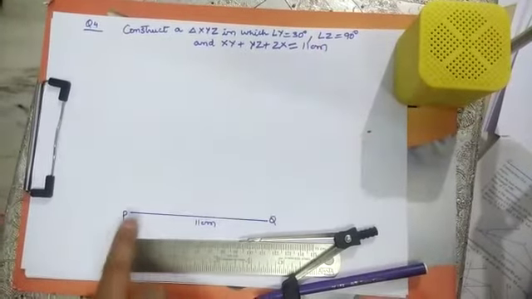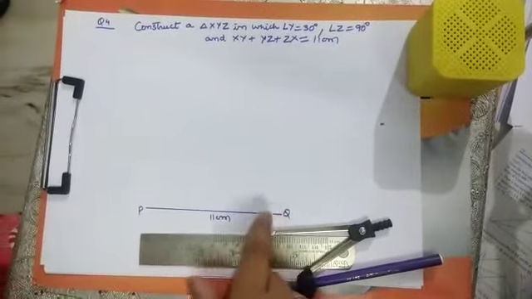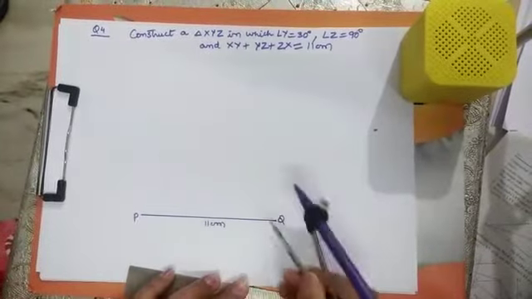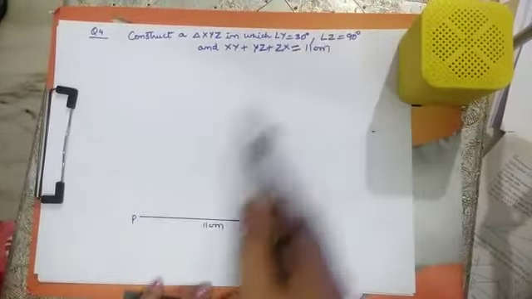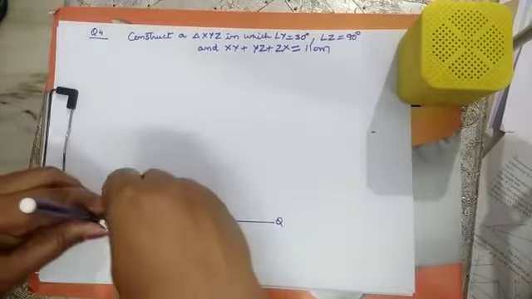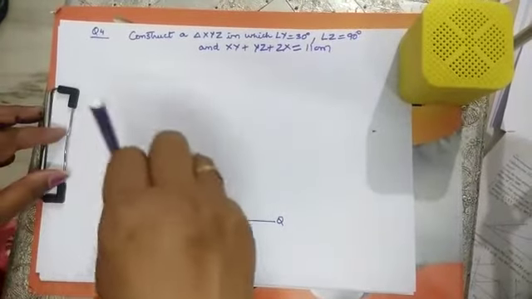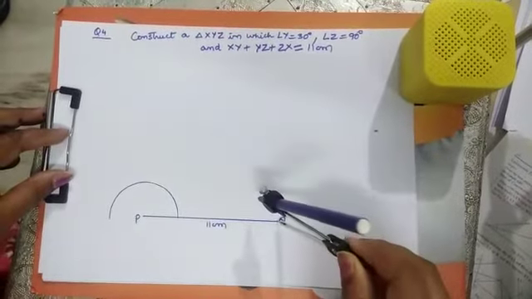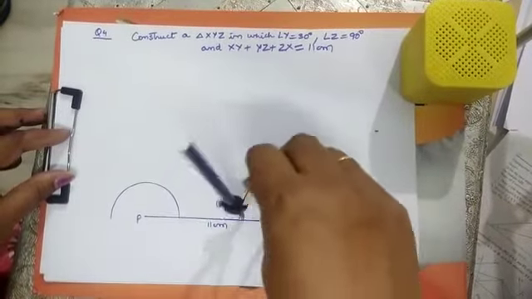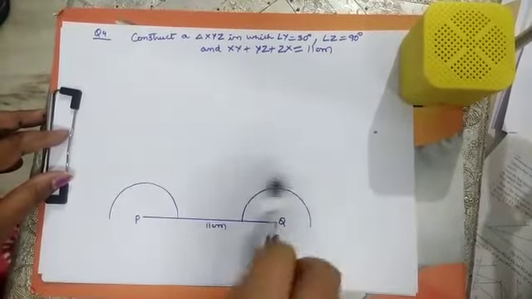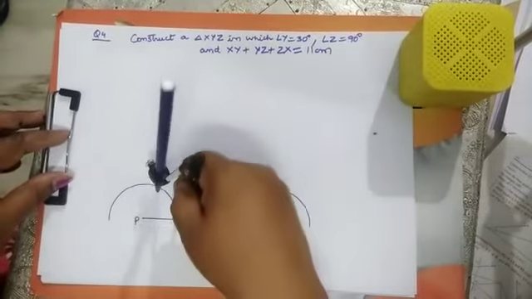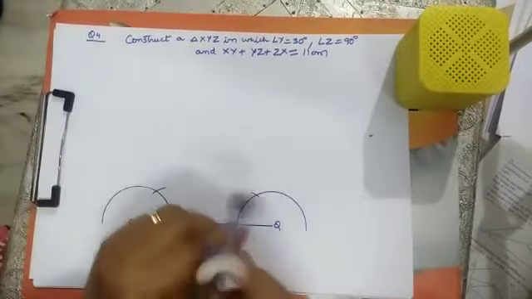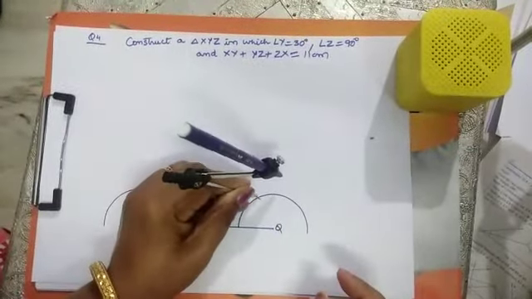So I'm starting my question with a line equal to the perimeter of a triangle, that is 11 centimeters, and at P and Q we are going to construct the two angles 30 degrees and 90 degrees. All of you know that 30 degree is obtained when we bisect 60 degrees. So I'm going to just draw it simultaneously. This is 60 degree angle, and for 90 degree I will have to construct it this way.